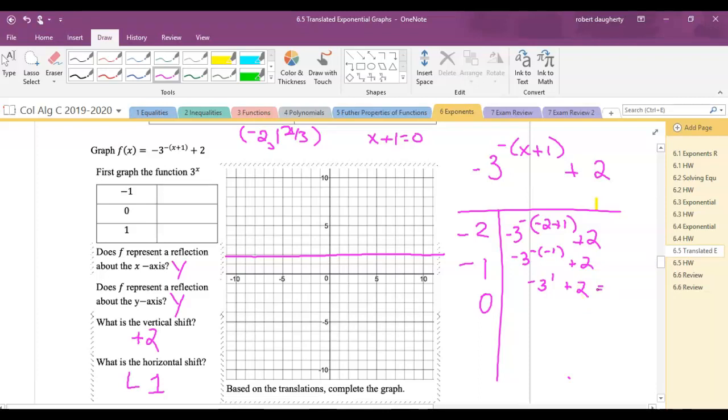What's the question? Yeah, so in this case, I don't have a negative exponent. So what happens, this is what? This is negative 3 plus 2. This number is negative 1. So my point, that first point is negative 2, negative 1. Okay.